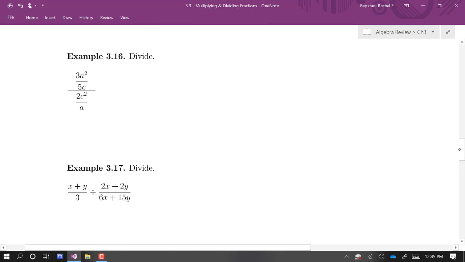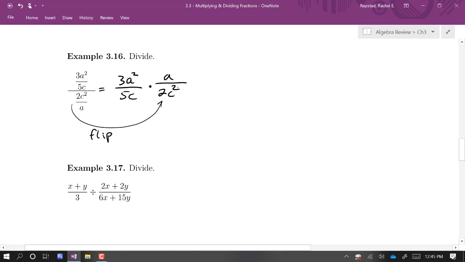All right, now let's do some division. In this first example, there's no factoring to do, right? Because we don't see any addition or subtraction. So everything is already in factored form. I'm just going to rewrite the division problem as a multiplication problem. So we have 3a squared over 5c times, and I'm going to flip the second fraction over, a over 2c squared.